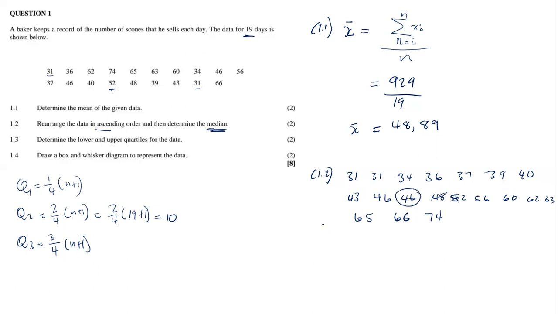To answer question 1.2, we just rearranged. Therefore, what is our median? Our median will correspond with 46. Remember this: it's a position, not a median. It's the position of a median, meaning your median is position number 10. You count 10 numbers before you get your median. That's how we determine question 1.2 for 2 marks.